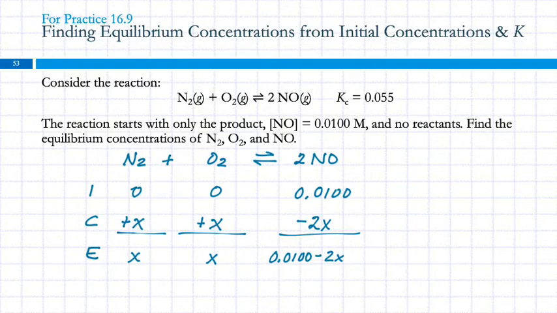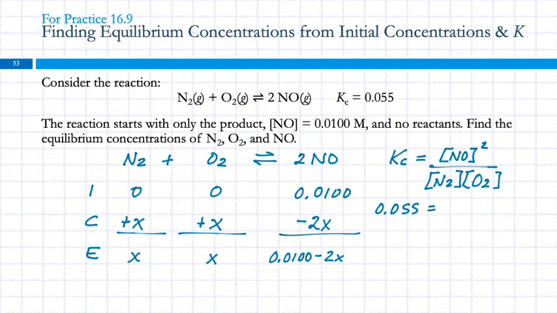Any other questions about what I did, why I did it? No? Okay, so there's my ice table. Now I'm going to write my equilibrium constant expression. NO squared divided by N2 and O2. So I'm told that Kc is 0.055.